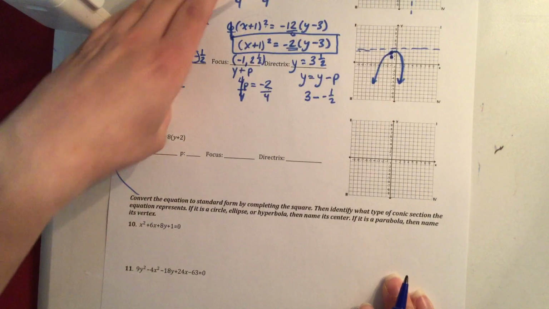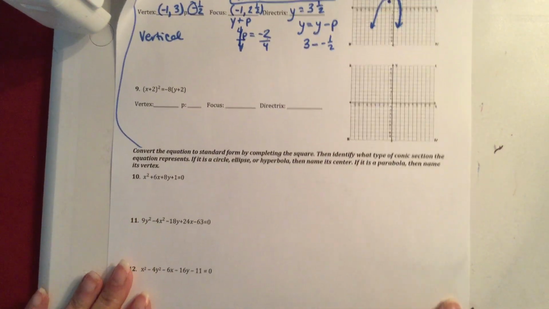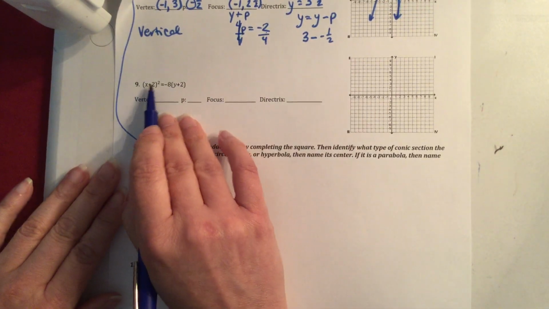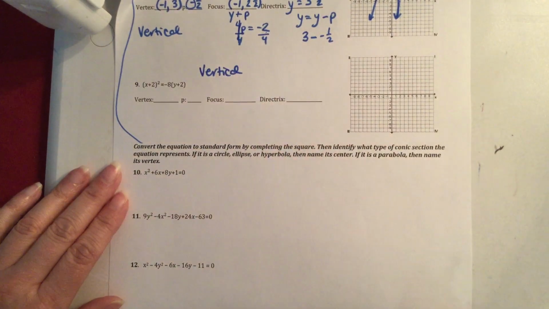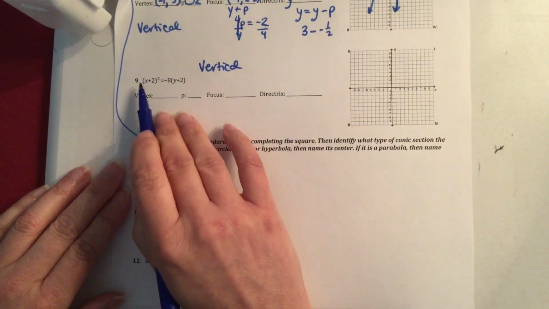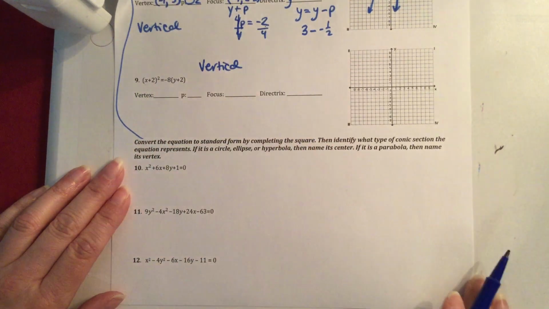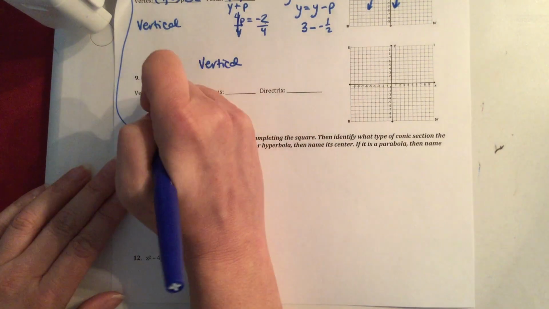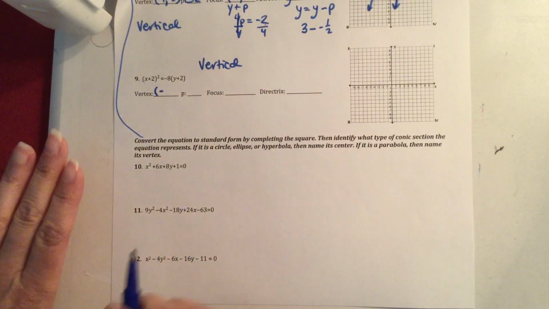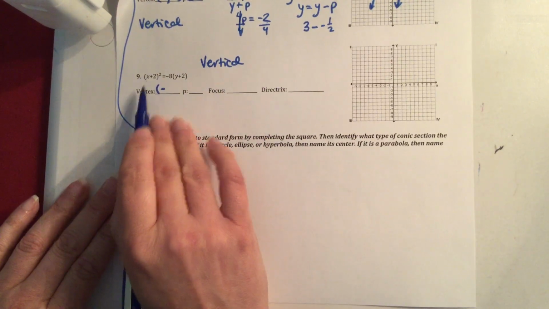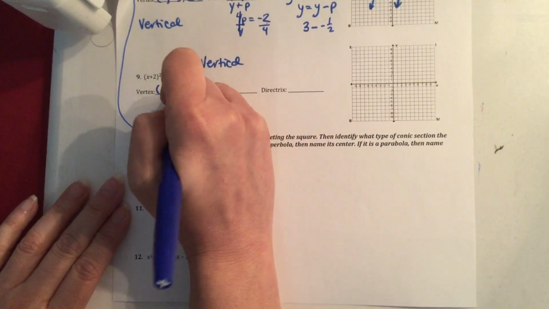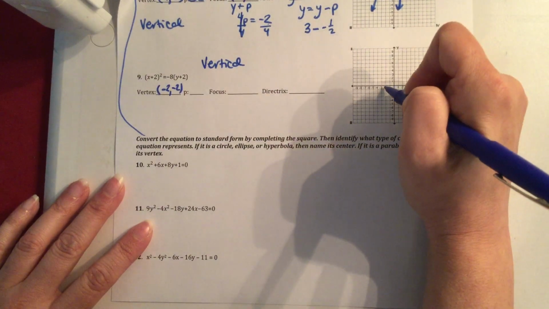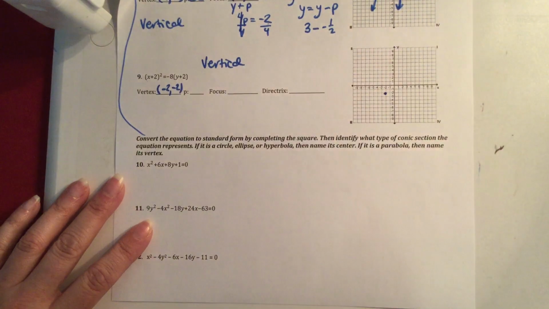Let's look at one more. Now this time the equation is ready for you. X has the power of 2. Whatever has the power of 2, that helps you indicate if it's vertical or horizontal. It's x that's squared, so it's vertical. So this parabola will open up or down. Your vertex, I keep wanting to call it center, sorry guys. Your vertex, what are you subtracting from x? Negative 2. What are you subtracting from y? Negative 2. So it's left 2, down 2.